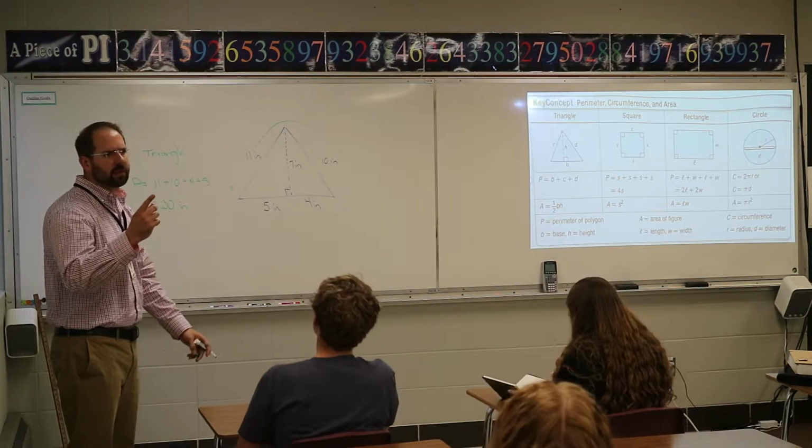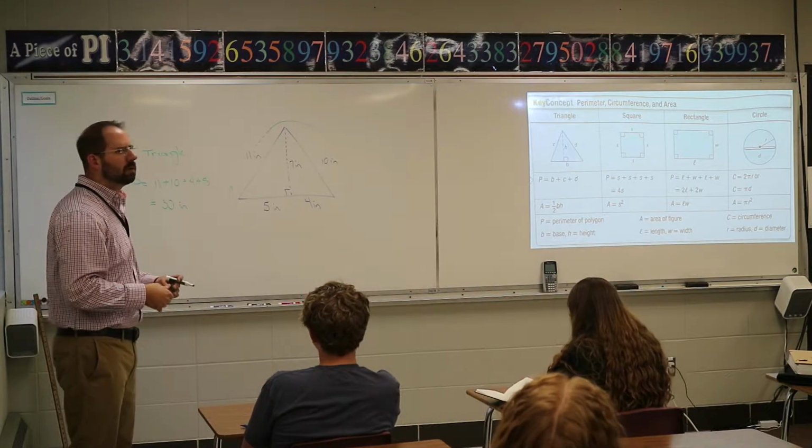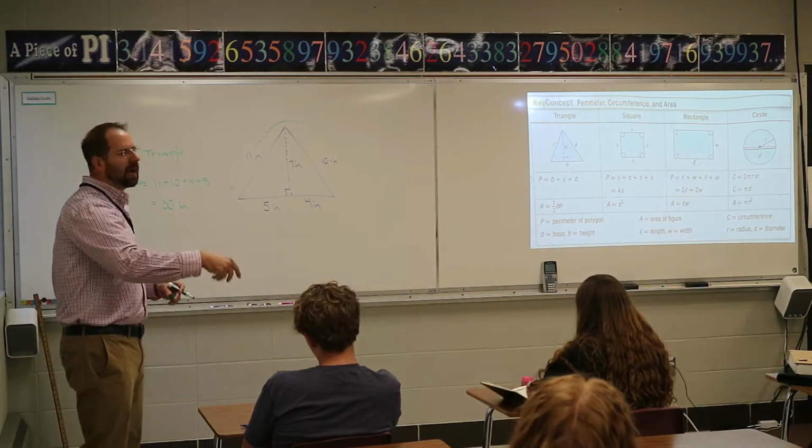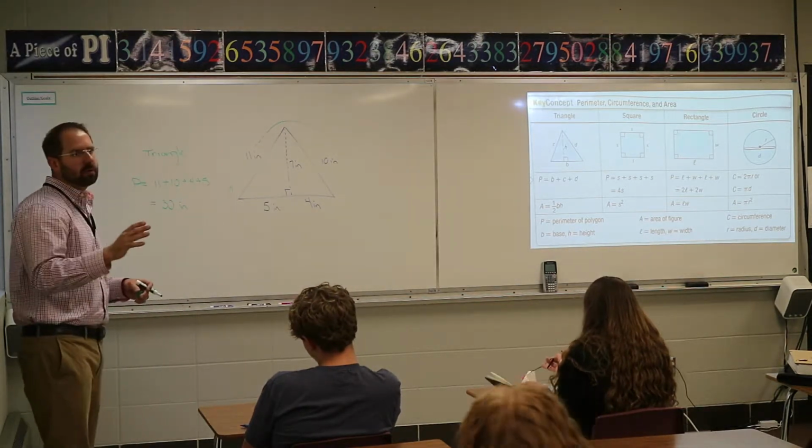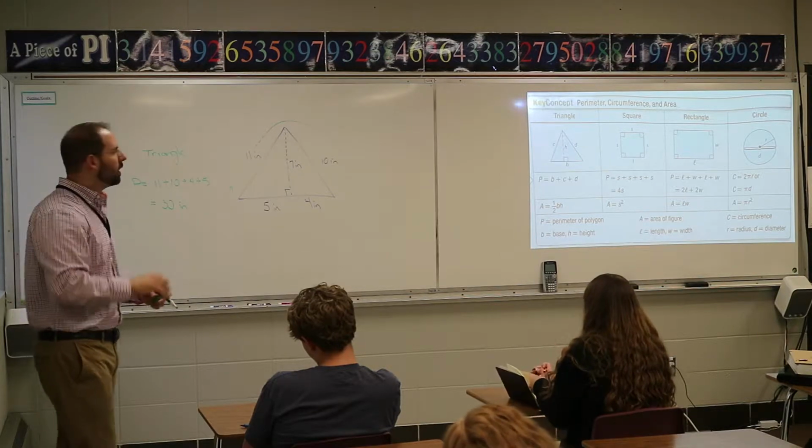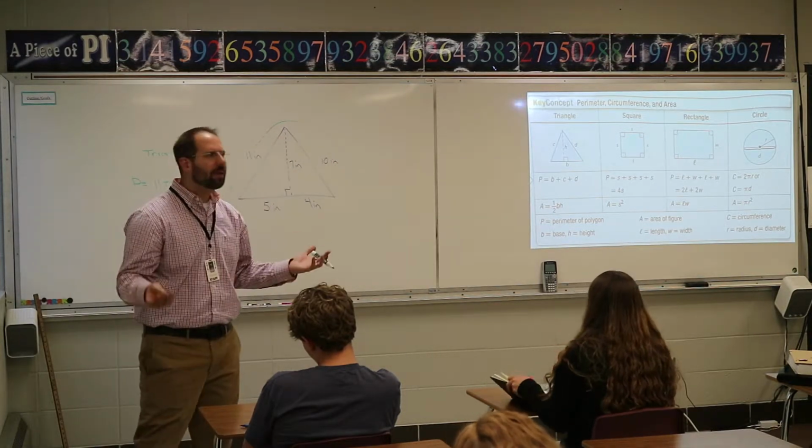Notice I didn't add the 7. Why didn't I add the 7 in there? It's in the middle. I don't need the inside, I need the outside added up. Do we feel comfortable with perimeter? You do that for every shape. You do it for squares, you do it for rectangles, just add up the outside walls.